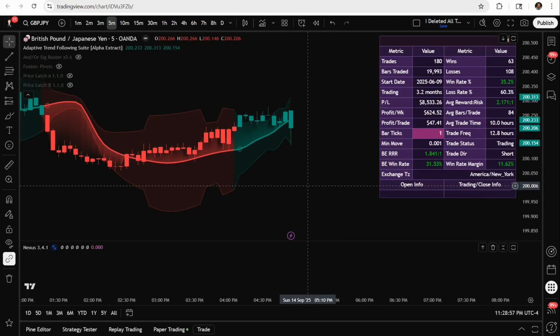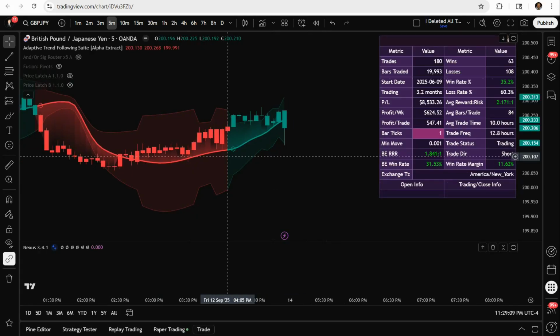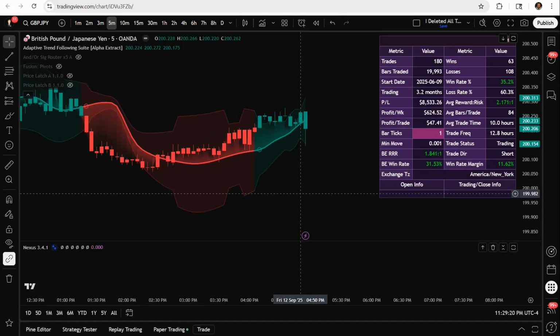So again, using the Nexus Backtester system, not only am I able to very quickly take indicators and plug them in and test them over hundreds and hundreds of trades, over usually 20,000 bars back, but what it also does is it eliminates the human aspect from the backtesting and the trading.